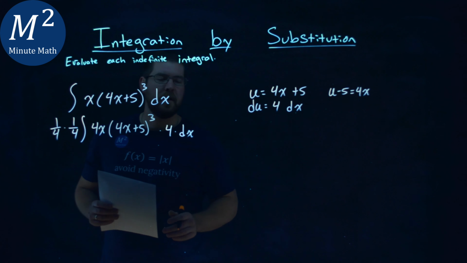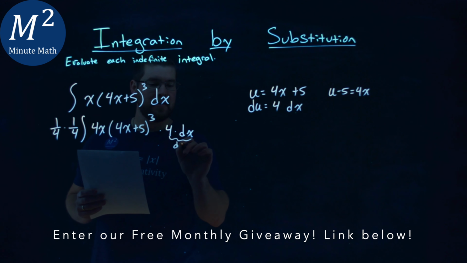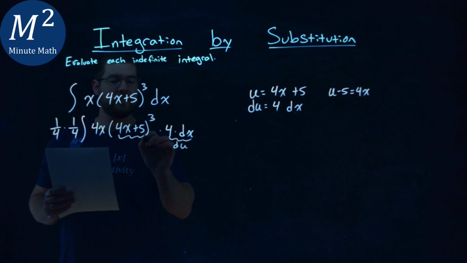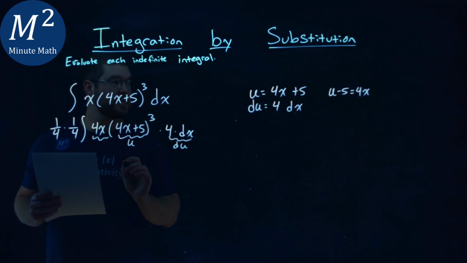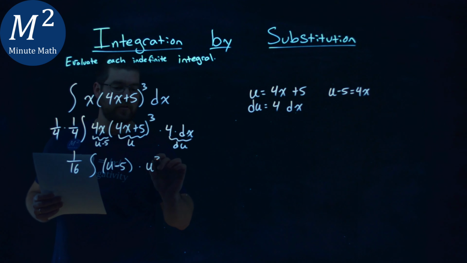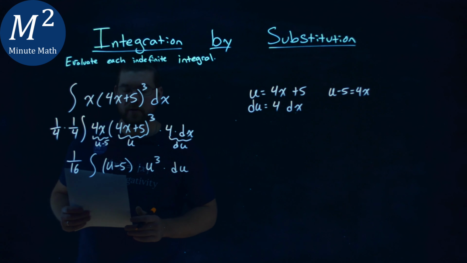So notice again here we have all these little aspects going on, right? We're writing x in terms of u. So right here, that 4 dx is my du. This 4x plus 5 turns out to be the u value. And this 4x here is u minus 5. So let's rewrite this in terms of u. 1/4 times 1/4 is 1/16. Right here, instead of 4x, I have u minus 5 being multiplied by, well, just u to the third power now, times, this is just a du.